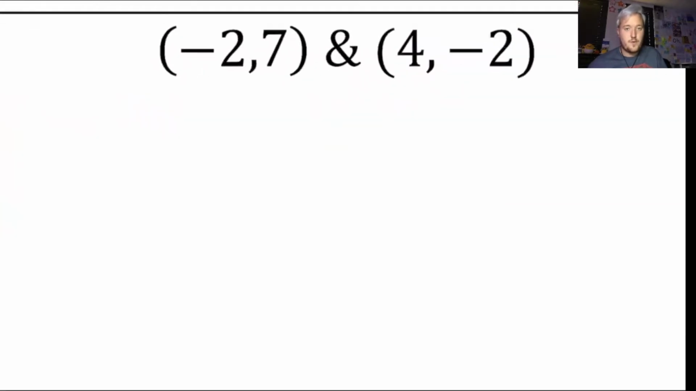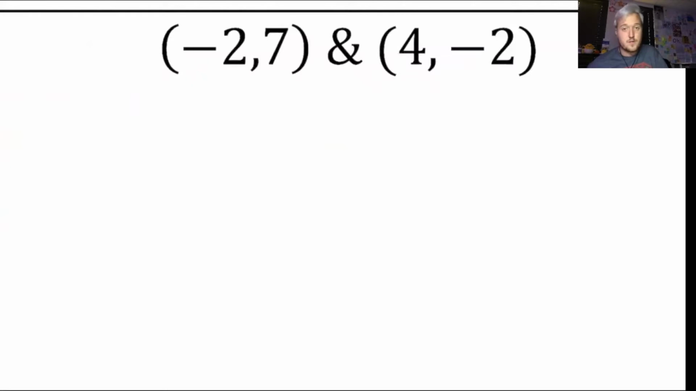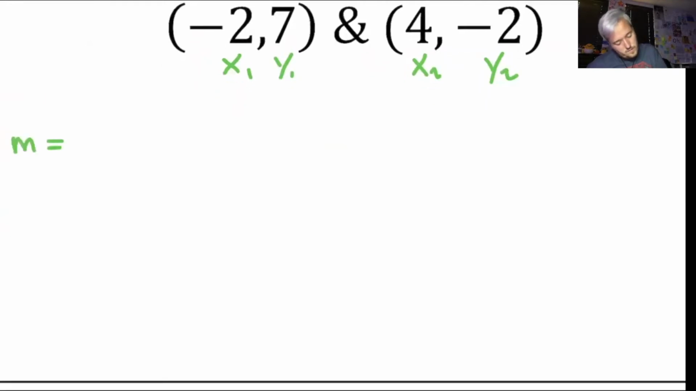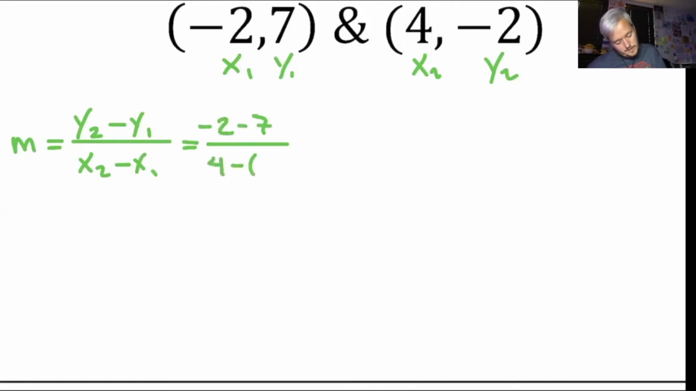Now for the second one, instead of me explicitly giving you the slope, you have to find the slope. So we have x1, y1, and x2, y2. I'm going to do y2 minus y1 over x2 minus x1. So I'm going to have negative 2 minus 7 over 4 minus negative 2. Negative 2 minus 7 gives you negative 9. And then 4 minus negative 2 gives you 4 plus 2, which is 6, which will simplify to negative 3 halves.